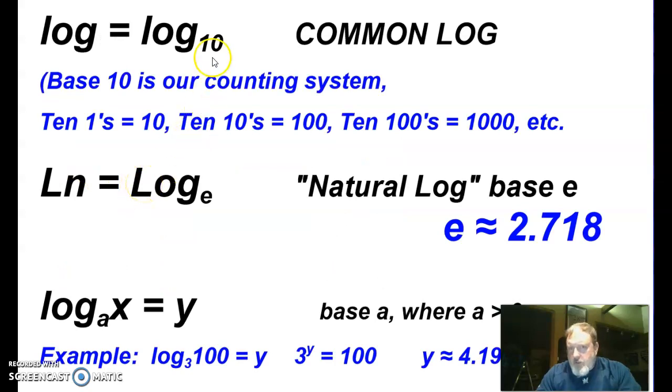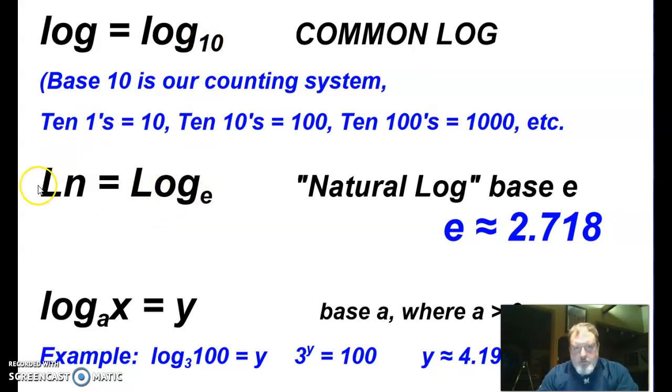All right, the most common log we use is called base 10 or the common log. Base 10 is our counting system. You know, 10 ones is 10, 10 tens is 100, 10 100s is 1,000, and so forth. We also use natural log or log base e. e is represented by Euler's constant, which is this number here, 2.718. We'll go into later how we actually come up with that number, but if we use base e, we're basically counting by this number. So 2.718 to the first, 2.718 to the second, and so forth. It behaves the same way that 10 to a power would.